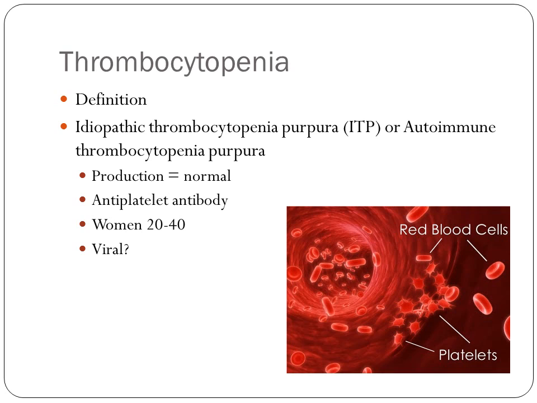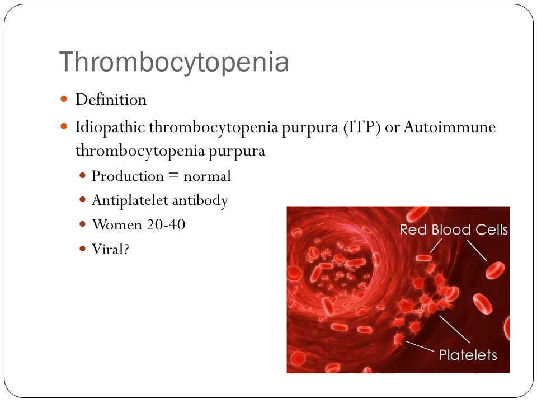Now let's take a look at thrombocytopenia in a little bit more detail. There are essentially two different types we're going to discuss, but basically the definition of thrombocytopenia is a reduction in the available platelets necessary for clot formation. So the first type we're going to look at is called idiopathic thrombocytopenia purpura, ITP for short, or otherwise known as autoimmune thrombocytopenia purpura. So basically in this form, the platelet production is normal.